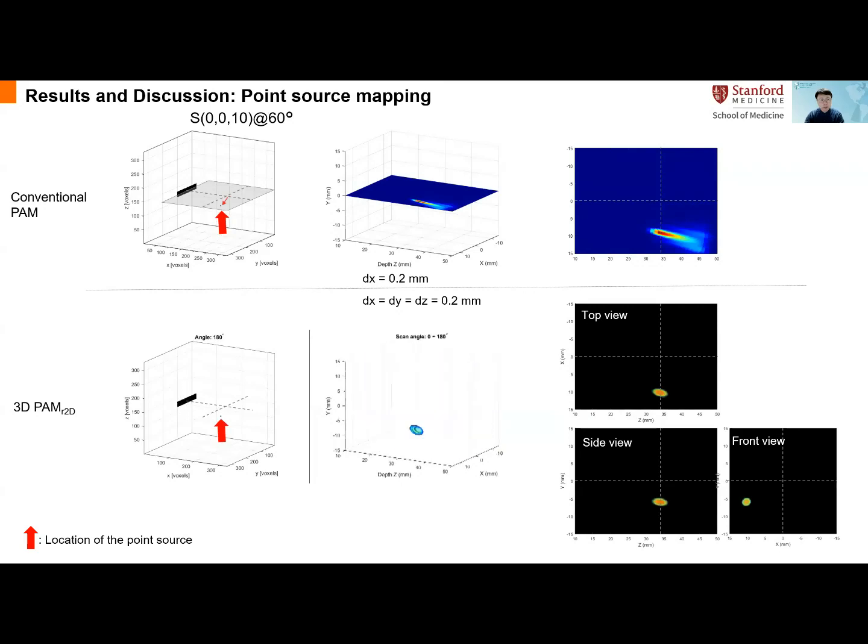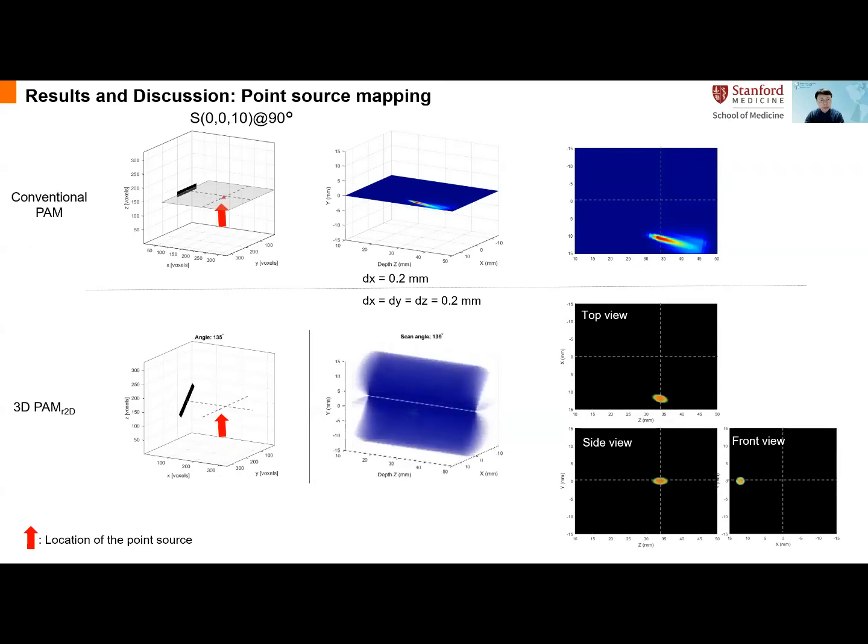This is for 6 degree rotation. This is for 90-degree rotation. In this case, the point source is located on the imaging plane of the conventional method. Therefore, these are reliable prediction results in both methods.